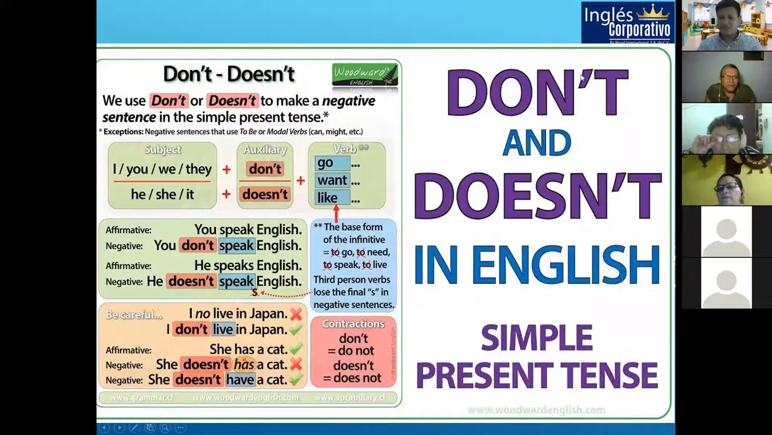In this case, students, no tenemos verbo to be. We don't have verb be. Si no tenemos verbo to be, vamos a ocupar el auxiliar. Cuando no está el verbo to be, entra el auxiliar, en negación, in negative way. Do you understand, Maggie?